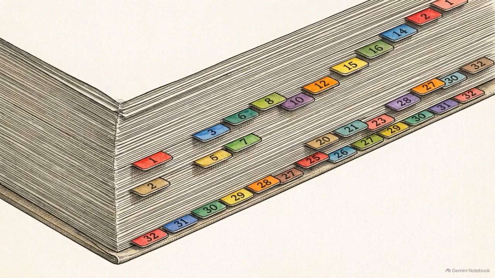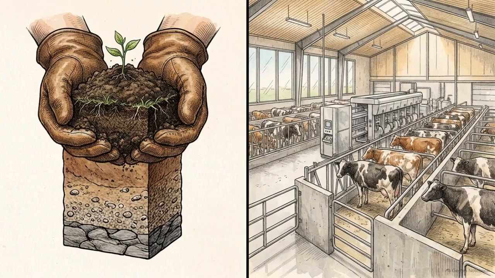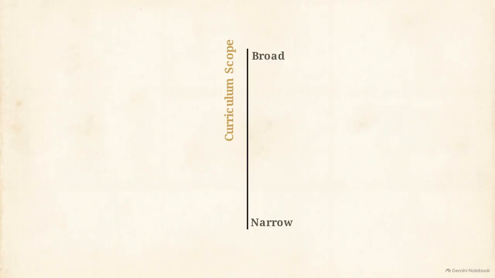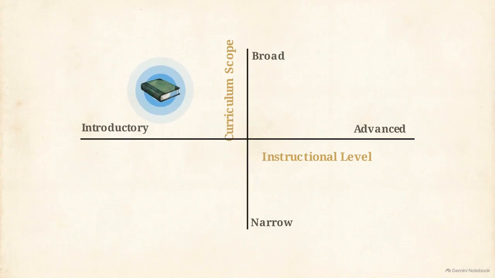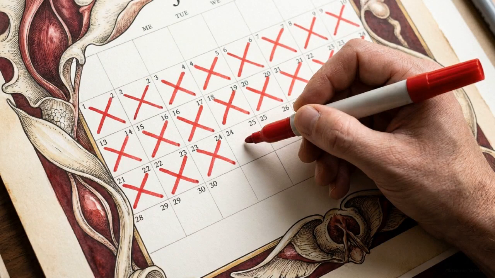Consider the footprint of this book. It spans 32 chapters, starting from basic plant science and soil taxonomy all the way through specialized livestock production and global agricultural policy. We can map this. Curriculum scope is on the vertical axis, narrow to broad, and instructional level on the horizontal, introductory to advanced. Just the Facts lands squarely in this top left quadrant, providing a highly broad scope mapped explicitly for the introductory level.